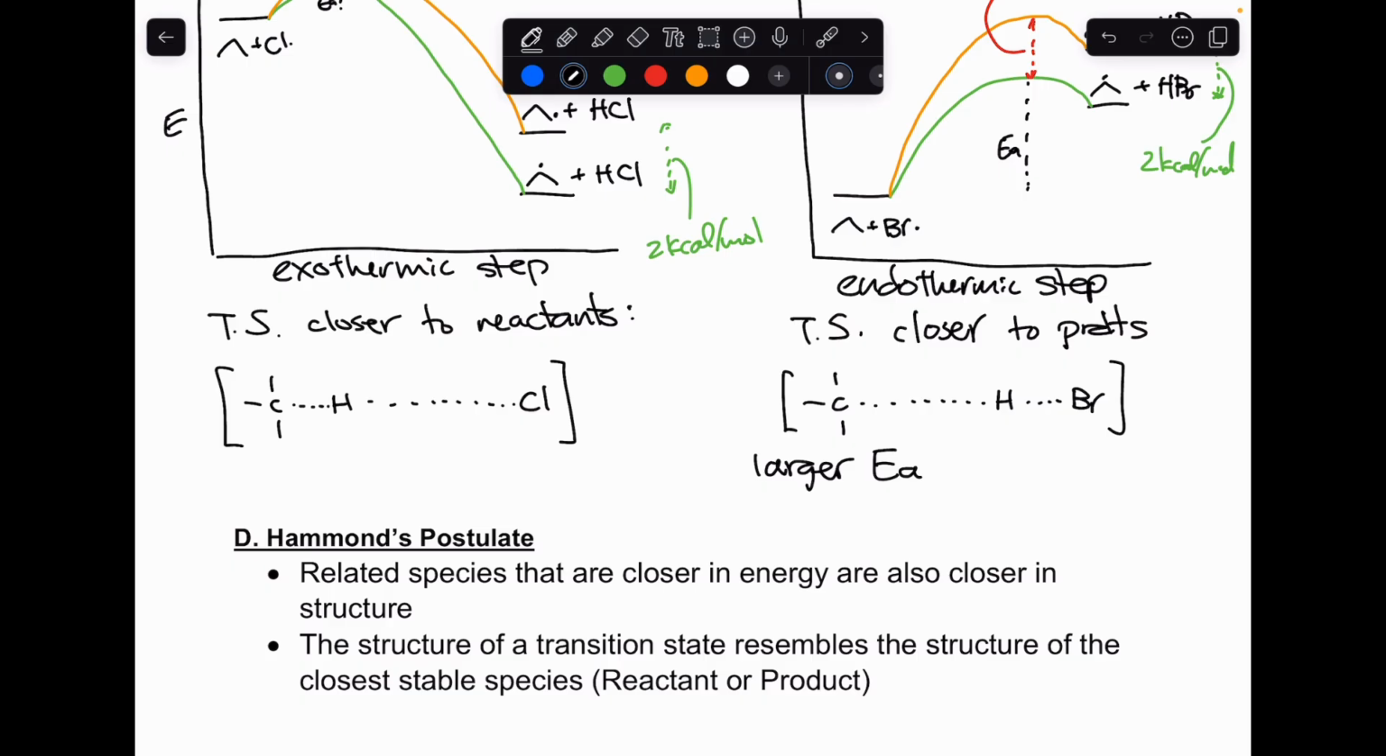There's a much larger delta activation energy, hence there's more selectivity. Okay. And that's always common in endothermic reaction.